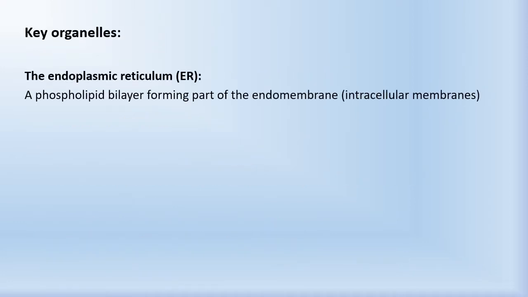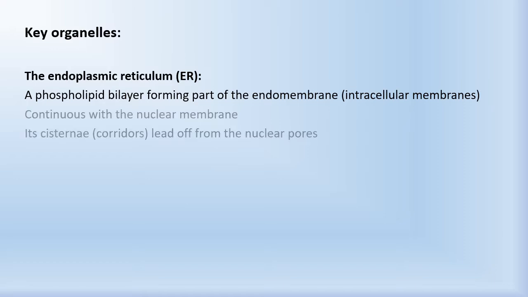The endoplasmic reticulum is a phospholipid bilayer that forms part of the endomembrane, the intracellular membranes. Its structure is exactly the same as the plasma membrane and the nuclear envelope, and it's continuous with the nuclear membrane or envelope. It forms corridors or cisternae that lead away from the nuclear pores, and it comes in two types.